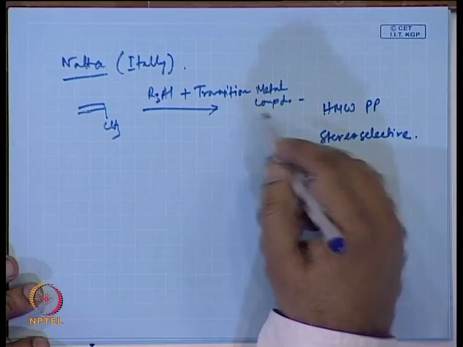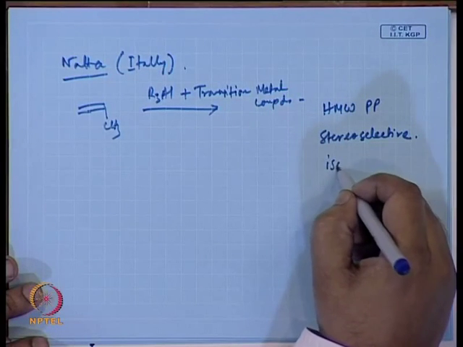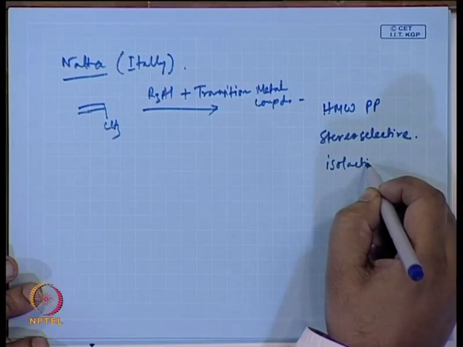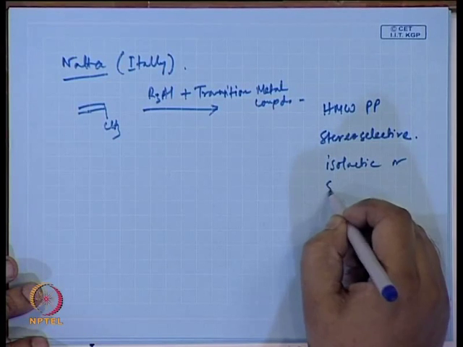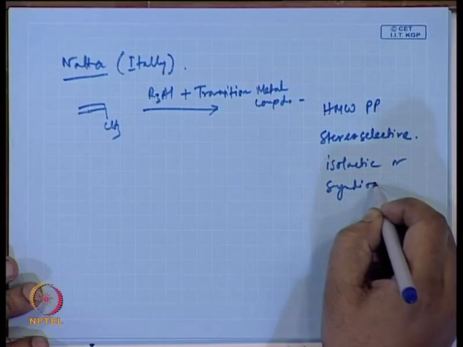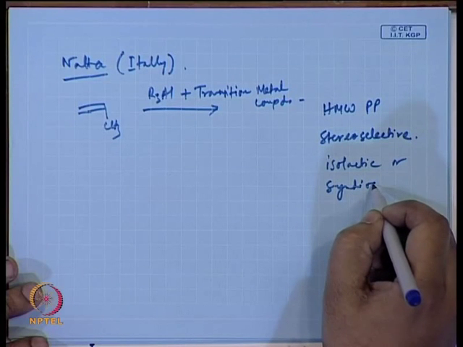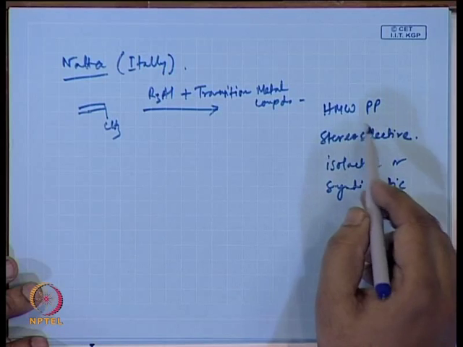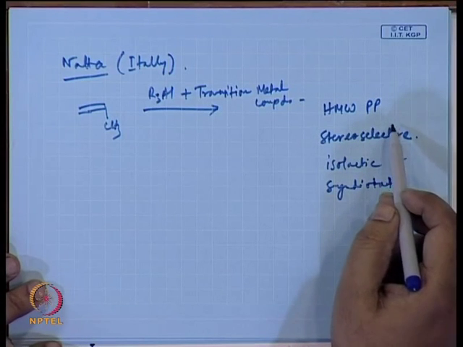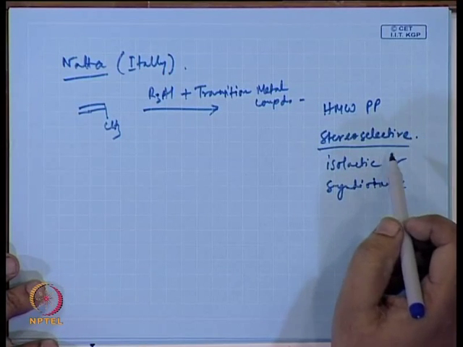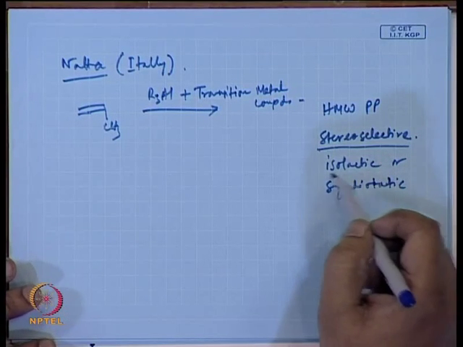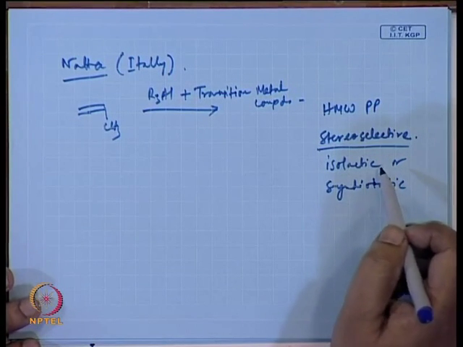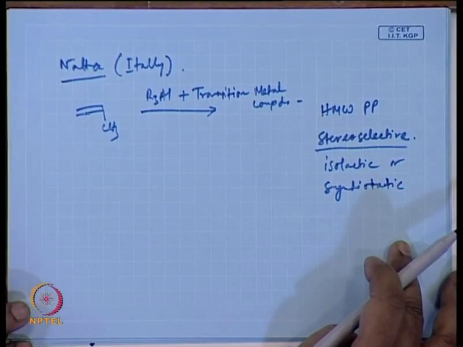Depending upon the exact polymerization condition, it could be completely isotactic or syndiotactic. But what he found was that it not only gives high molecular weight polypropylene, but it also gives very high stereoselectivity, whether it is completely isotactic or syndiotactic.